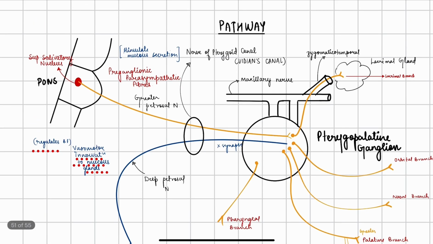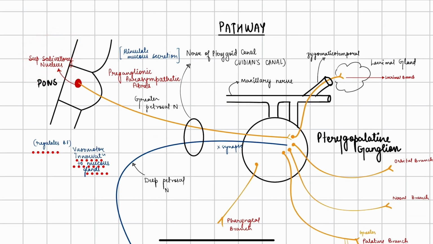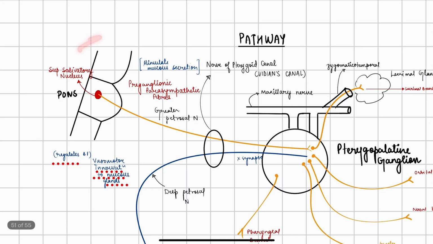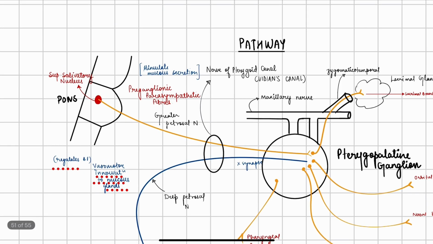Sometimes in textbooks the superior salivatory nucleus is written as the lacrimatory nucleus. Why is the lacrimatory nucleus written? Because the lacrimatory nucleus is not anatomically distinct, and that is why we are considering it the superior salivatory nucleus. We consider the lacrimatory nucleus to be functional, but it is not a distinct anatomical nucleus.